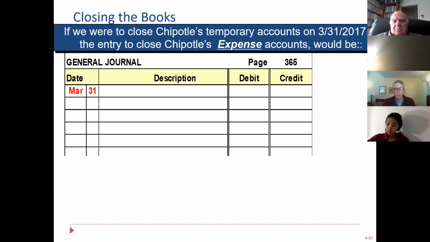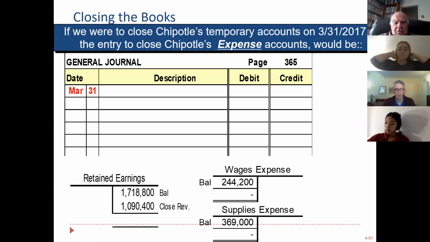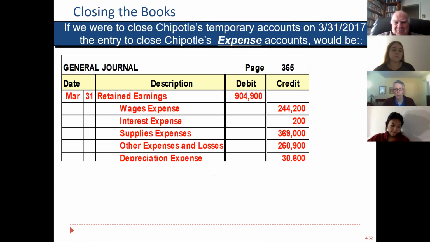If we were to close the temporary accounts, the entry to close expenses would be. And if we look back, we could say to ourselves, well, let's see, what did we do here? I remember we had depreciation expense. We had that $200 interest expense. We had some other things. So what we're going to do is debit every expense balance. Debit, debit, debit. And credit every wages expense. Credit every expense, debit the retained earnings.